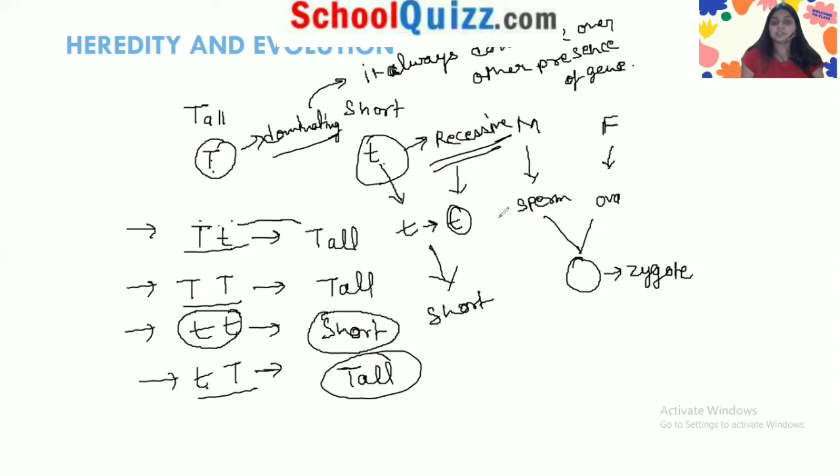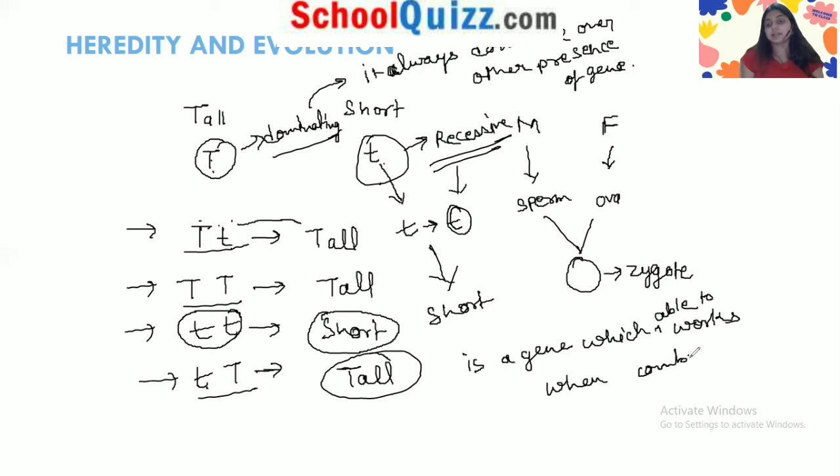Okay, so what is a recessive gene? A recessive gene is a gene which works, or you can say which is able to work, when combined with its identical. Okay, with its identical. So these are the dominant gene and the recessive gene.